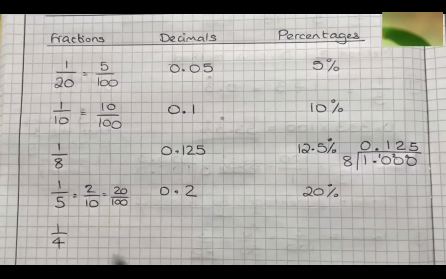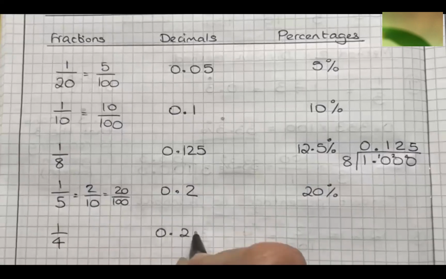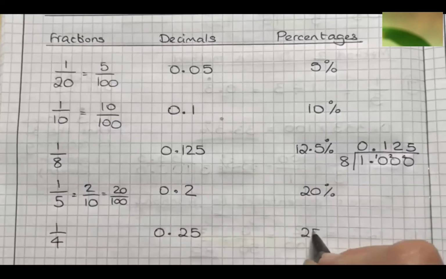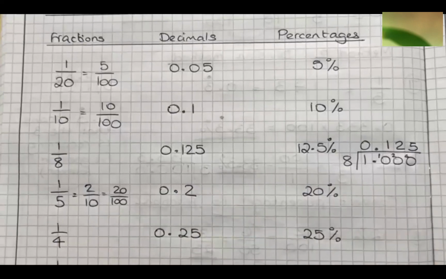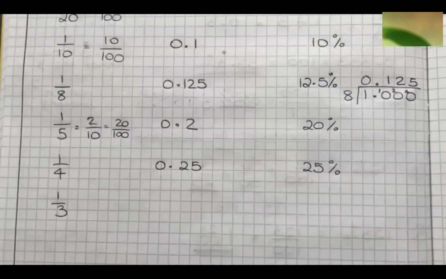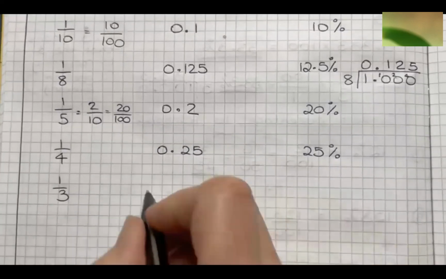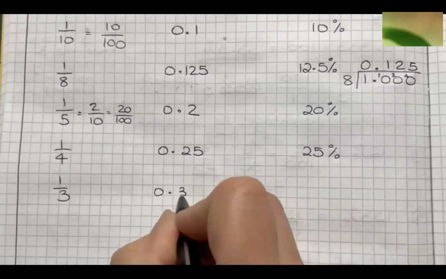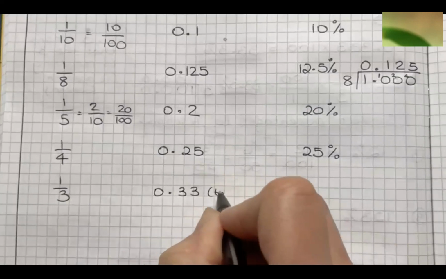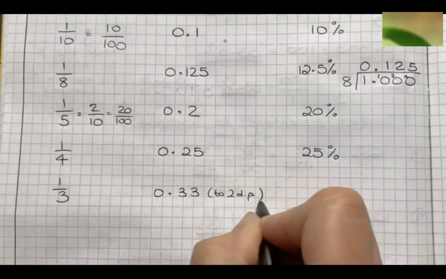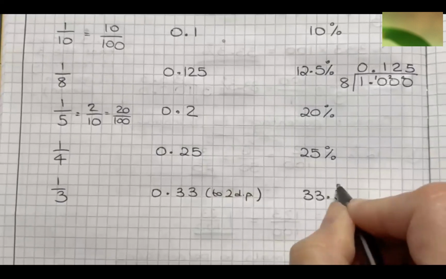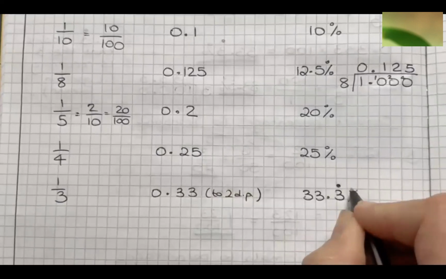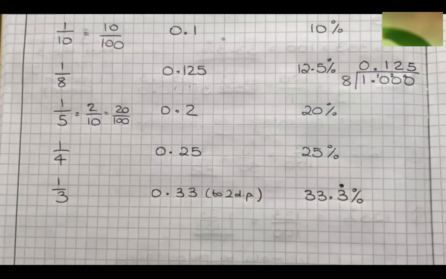1/4, we've already done that one, but I'll write it down for completion. That was 0.25 and 25%. 1/3, we have also done. It was 0.33, that's to 2 decimal places, and 33.3, or remember you can put the dot above the 3 to show that it's recurring.